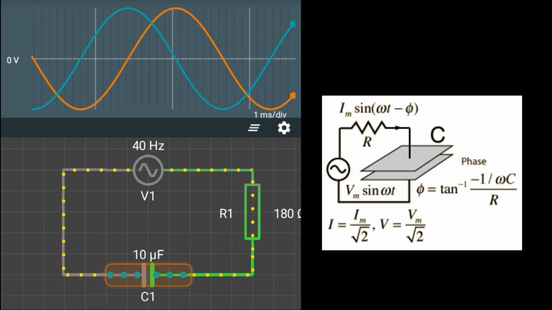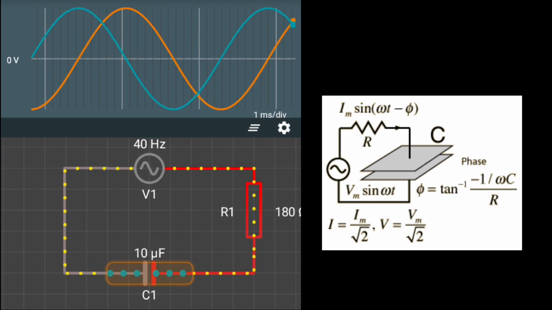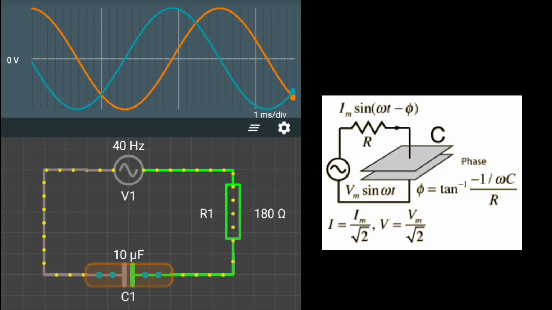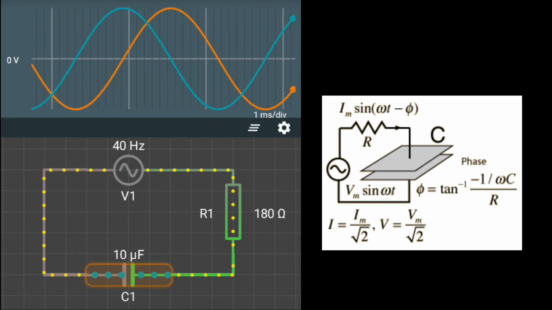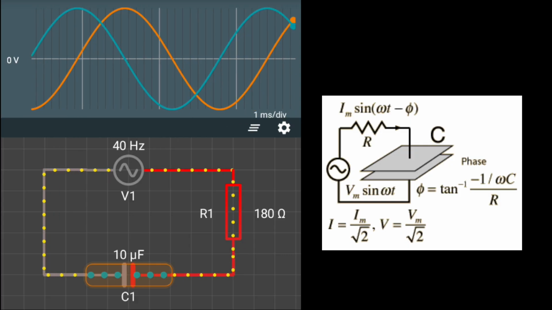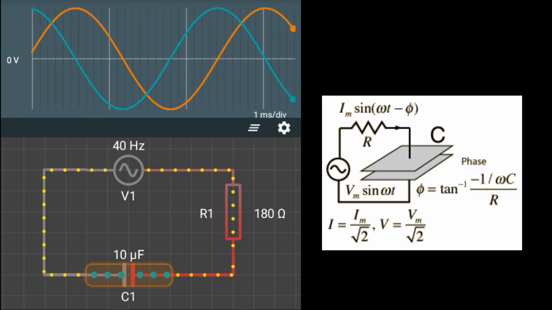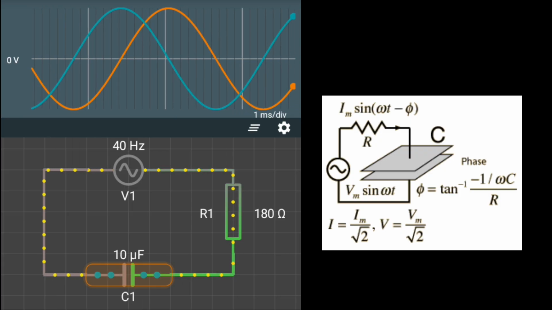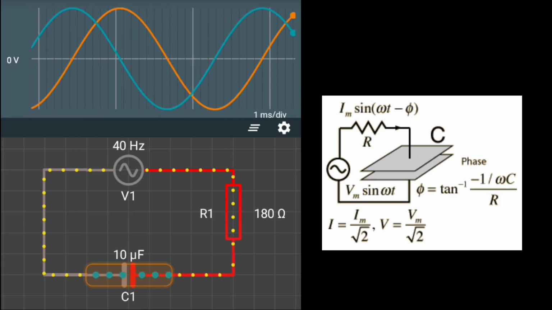Here, F is the frequency of the AC signal, R is the resistance in ohms, C is the capacitance in farads. For high frequencies, the capacitor has low reactance, meaning it allows more current to pass, and the phase shift is small. For low frequencies, the capacitor has high reactance, meaning it blocks current more, and the phase shift is larger.